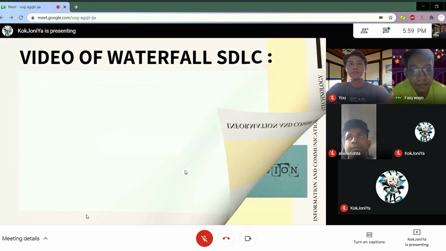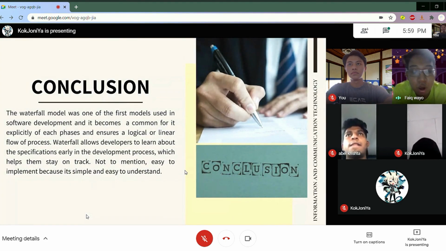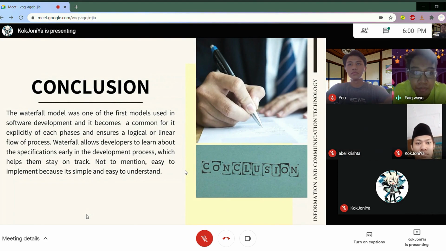For our conclusion, the waterfall is the first model that people used in software development, and it requires completion of each phase and ensures a logical, linear flow of the process. The waterfall model allows developers to learn about the specification early in the development process. That helps them stay on track, not to mention it is easy to implement because it is simple and easy to understand.